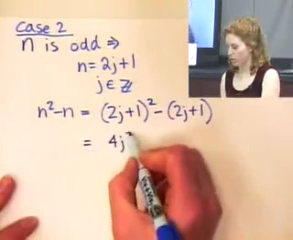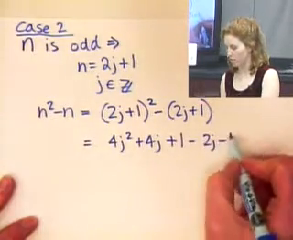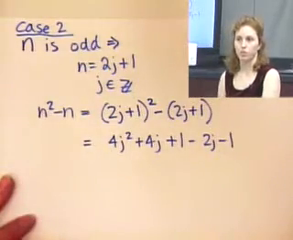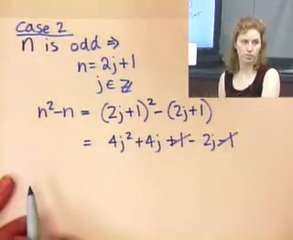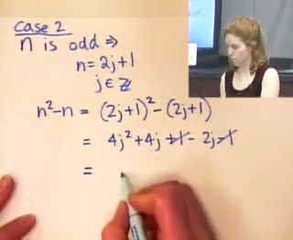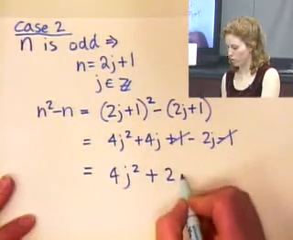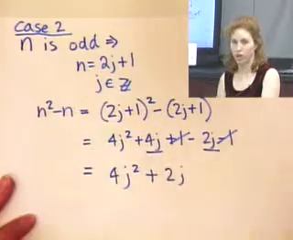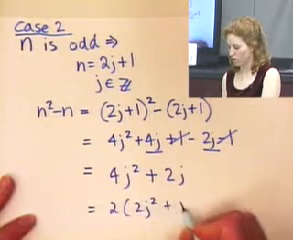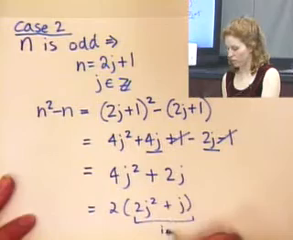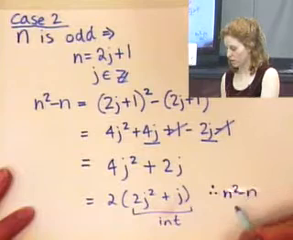So this is going to be equal to 4j squared plus 4j plus 1 minus 2j minus 1. That looks pretty good because our plus 1 and minus 1 are going to cancel, and then everything left is divisible by 2. But just to make everyone happy, we'll combine those j terms to get 4j squared plus 2j, because I have 4j minus 2j, and that's equal to 2 times the quantity 2j squared plus j. And we're happy because this is an integer, and we factored out a 2, so therefore n squared minus n is even.